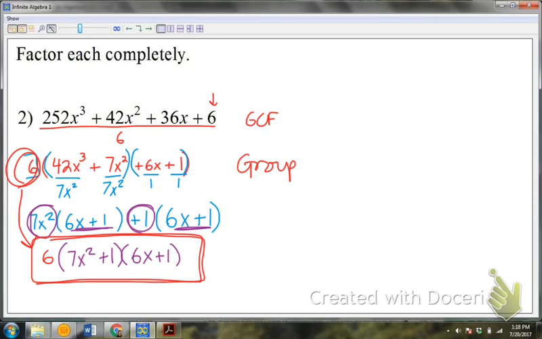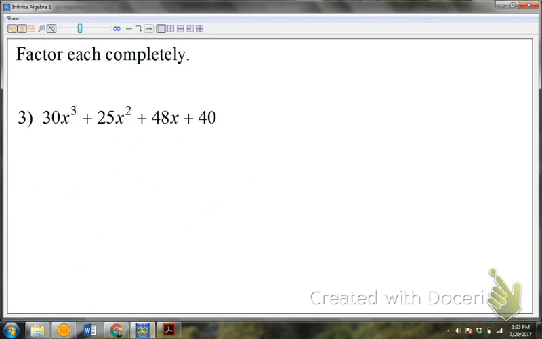Okay, let's do one last example. If you need to turn your paper sideways and write it up or use another piece of paper, that's fine. There's a little bit of space out there to write to the side at the end of polynomials. You're going to do this one on your own. 30x cubed plus 25x squared plus 48x plus 40.